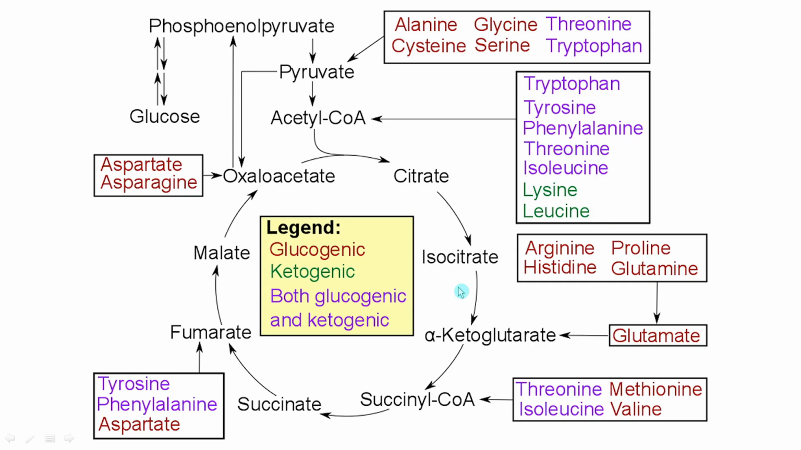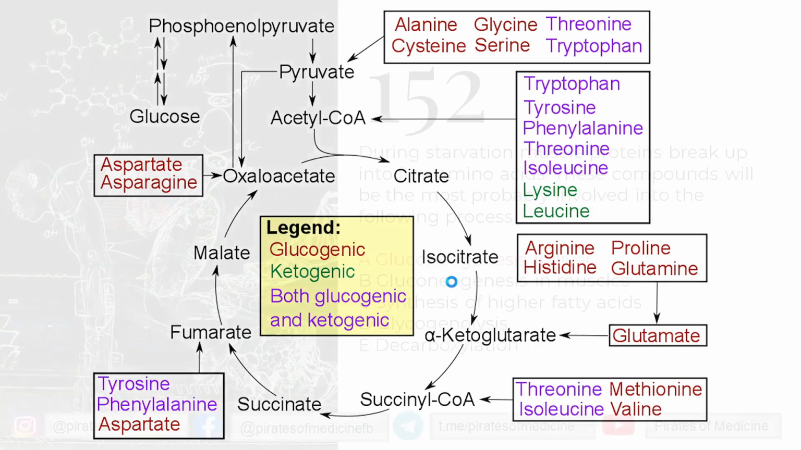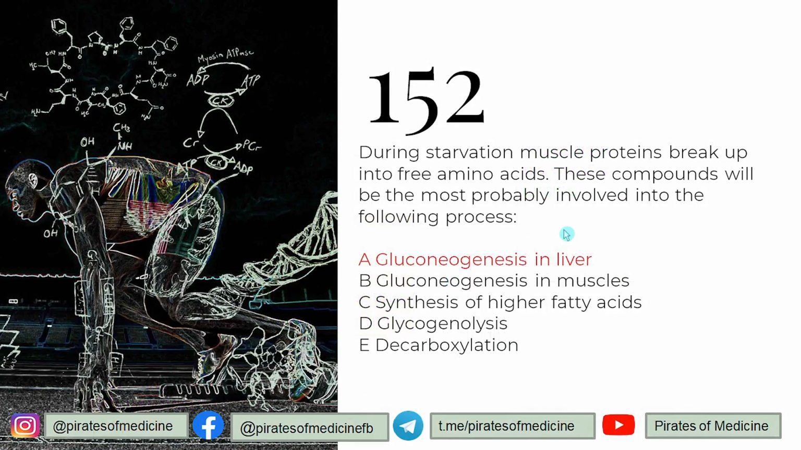So I hope you understand how this protein breakdown is involved in the process of gluconeogenesis in the liver. Remember, gluconeogenesis occurs in the liver, not in the muscles, not anywhere else. That is why in starvation proteins break into amino acids, and these amino acids are used for gluconeogenesis in the liver.